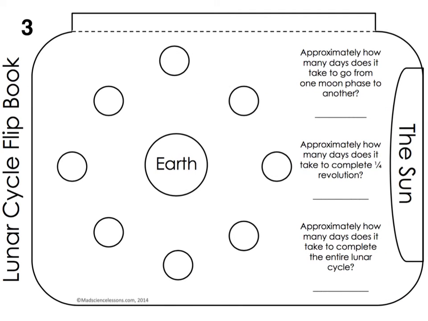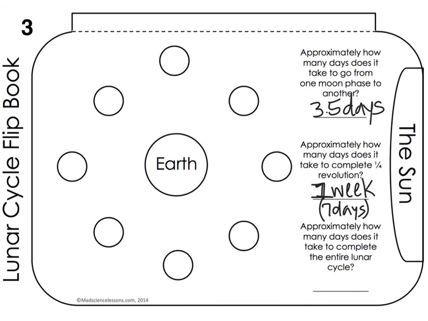And here's the third one. It says approximately how many days does it take to go from one moon phase to another? It's about 3.5 days. Approximately how many days does it take to complete 1/4 revolution? About a week. When we did this for 2 weeks, we saw about 4. So that makes sense. 7 days. That's probably where I got that 7 from.